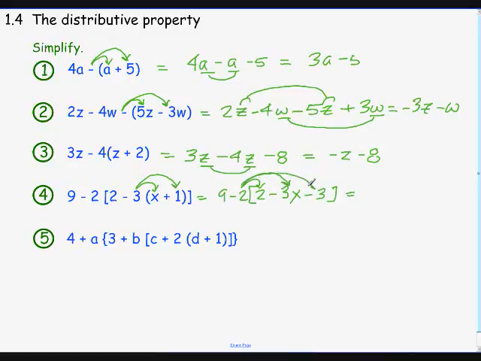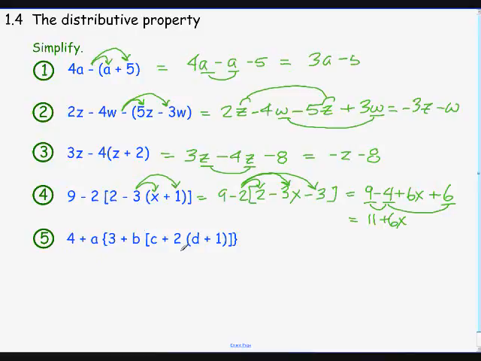Now I'm going to deal with the brackets. I'm going to be distributing this negative 2. So I've got a 9, negative 4, positive 6x, positive 6. Oh, okay, I can combine this and this and this. Right, those are all like terms. They're simply numbers. We know we can add numbers. So I've got, what does that turn out to be? 11 plus 6x.